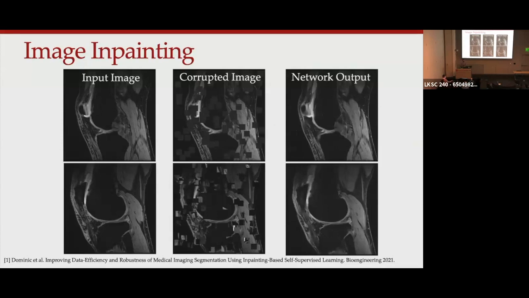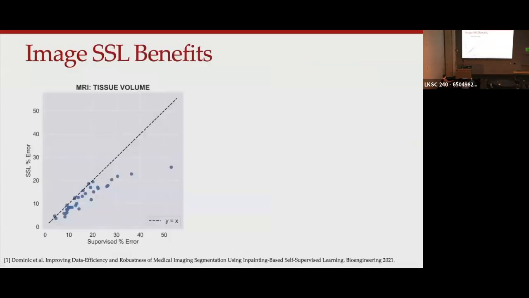And then we can take this model and adapt it for our downstream task of interest. And this provides us with a lot of benefits. So here on the x-axis, we're looking at a segmentation model that's been trained only in a supervised manner. And the y-axis is a segmentation model trained in the self-supervised manner with the same exact number of labels. We've just been able to pre-train our model with self-supervised learning. And then the dotted line is the unity line.